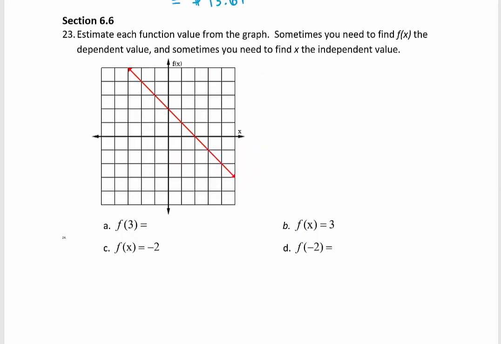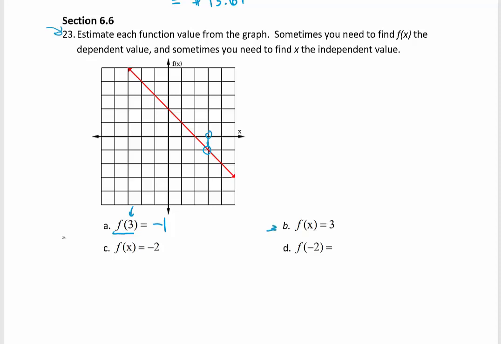Section 6.6, question 23. Estimate each function value from the graph. Sometimes you need to find f of x, the dependent value, and sometimes you need to find x, the independent value. So let's see. They want us to evaluate the function when our x-coordinate is 3. So we go over here, x-coordinate 1, 2, 3. There's my x-coordinate of 3. You'll notice the f of x coordinate there is -1.